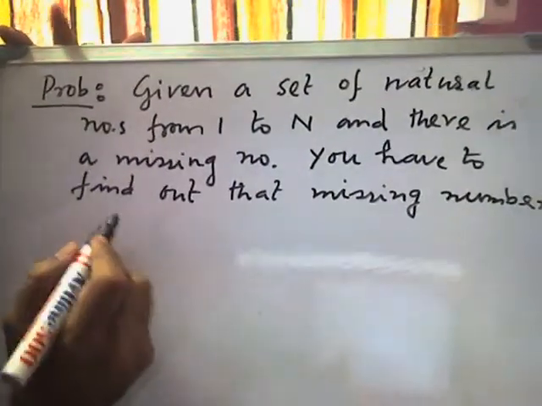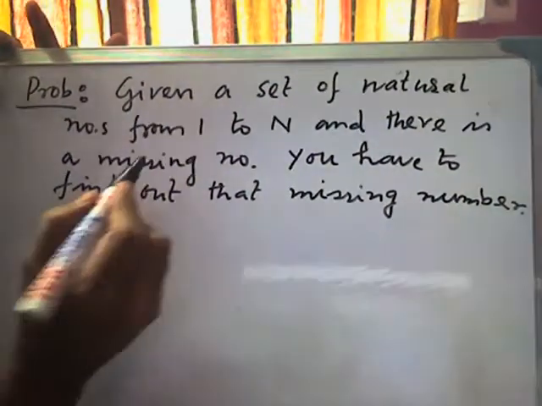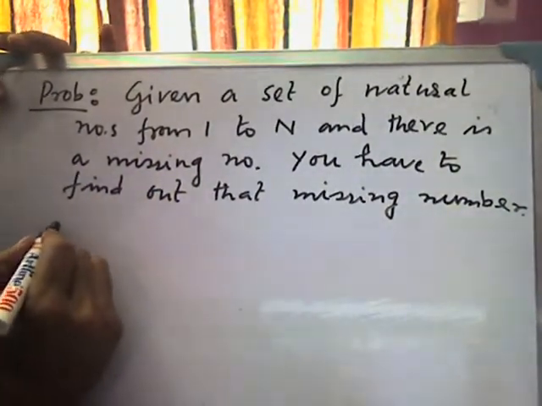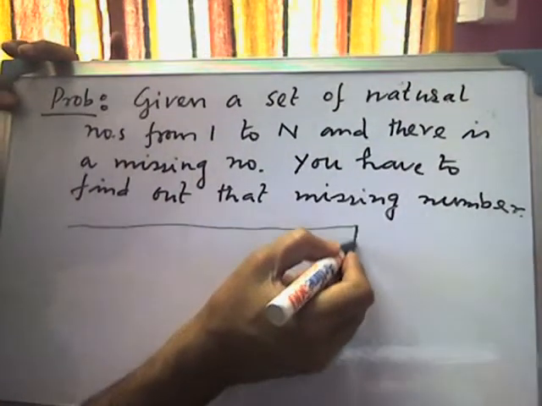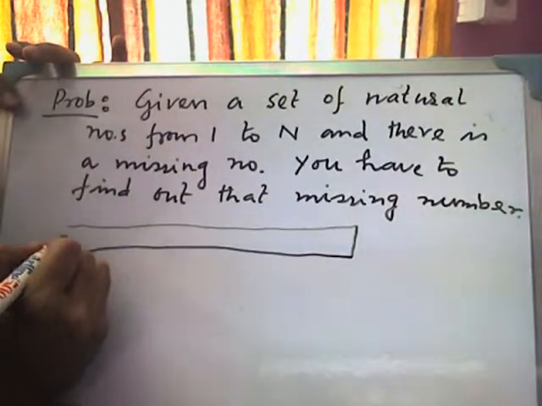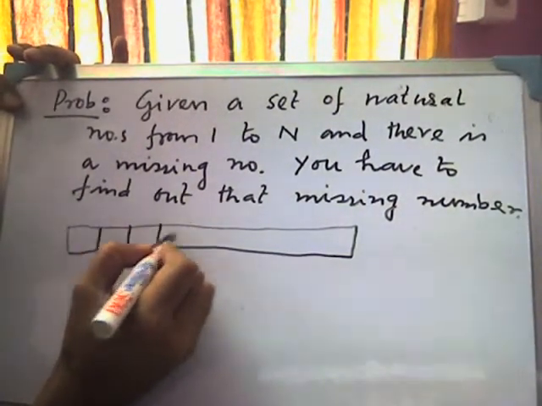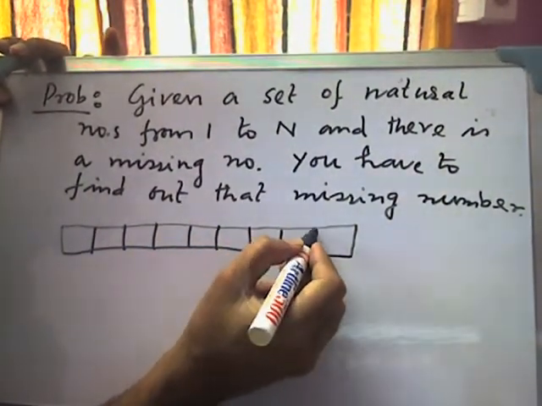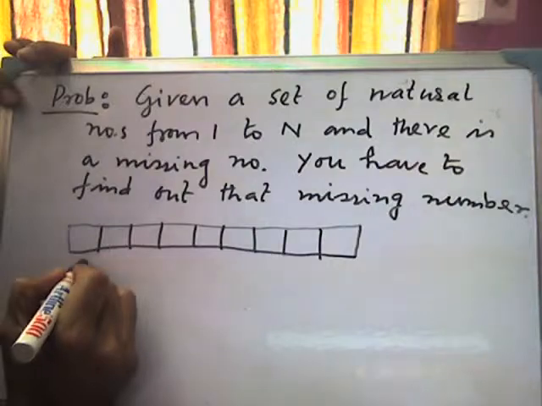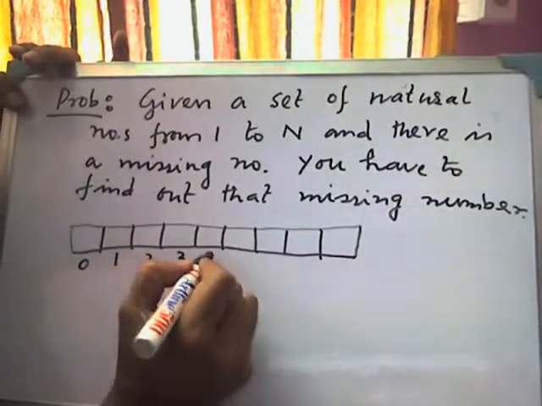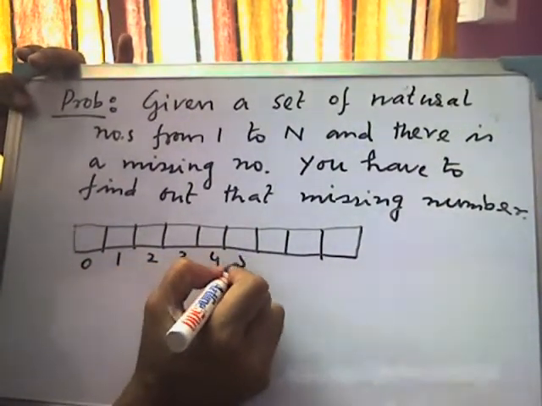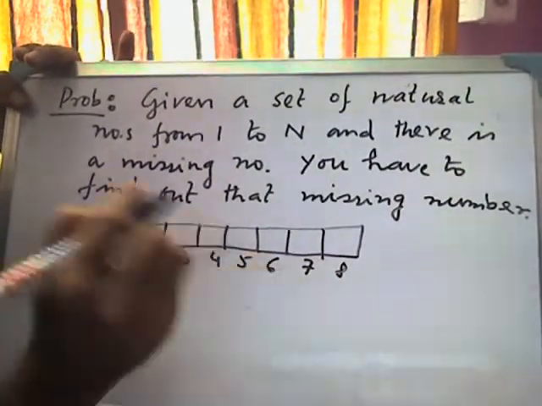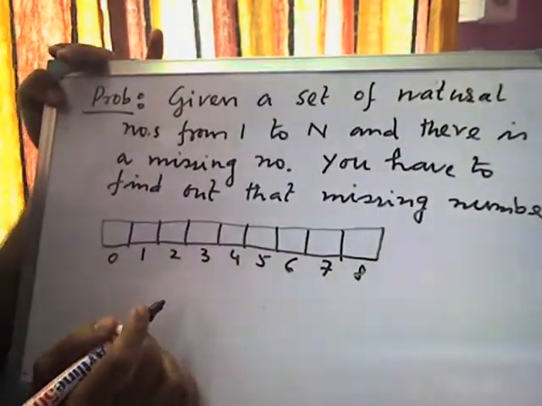Given a set of natural numbers from 1 to n, and a missing number is there. I'm giving you one example. Suppose this is the array, with indices 0, 1, 2, 3, 4, 5, 6, 7, 8, and these are stored in the array. All of you know about the array.